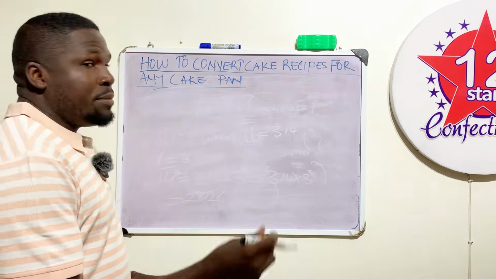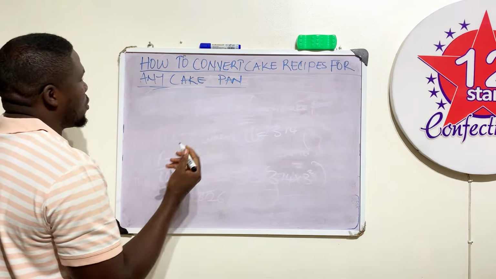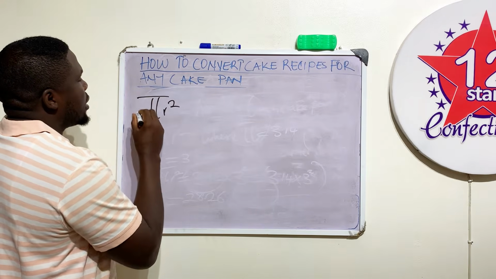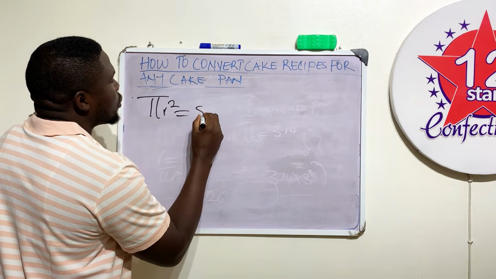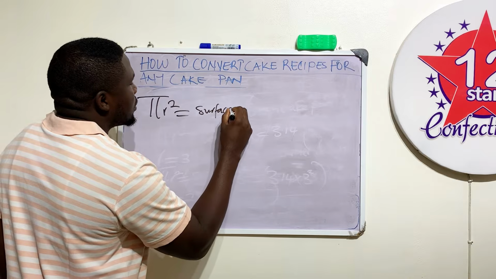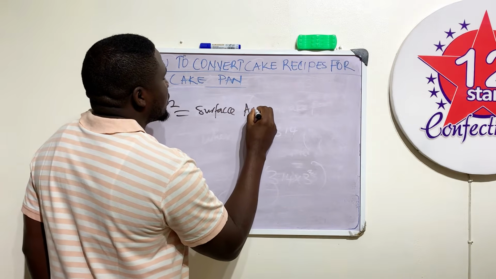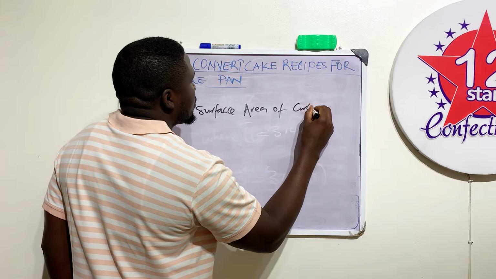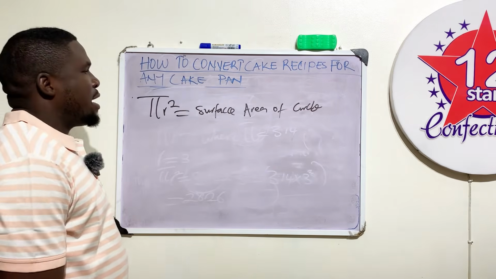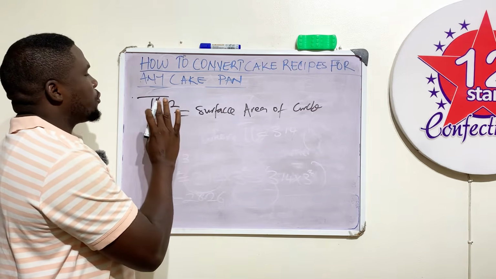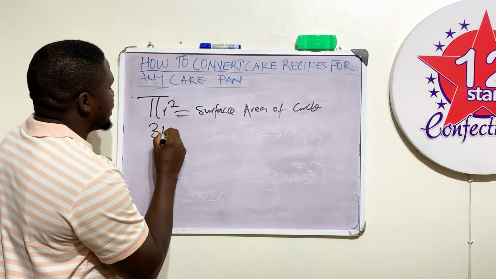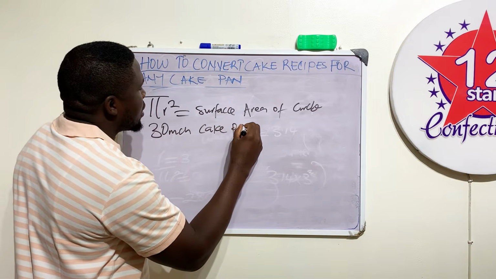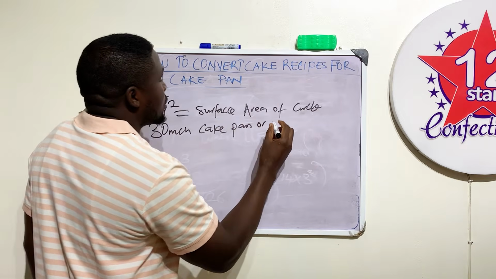So right now let's move straight to the formula. We have that pi r square is the formula for the surface area of a circle. So right now we want to look for the surface area of a 30 inches cake pan or cake recipe. Sorry, cake recipe. Cake pan or recipe.